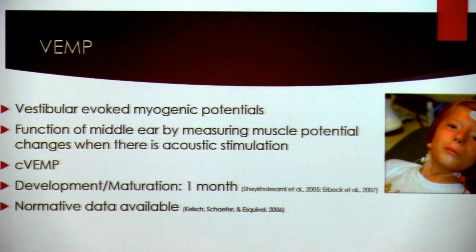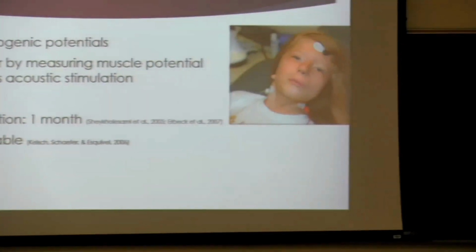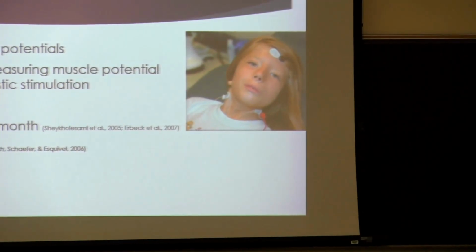The last test that we wanted to discuss is a test on its own, and it's called Vestibular Evoked Myogenic Potentials, or VEMPs. And this is testing muscle potential changes to acoustic stimulation. So we're specifically going to talk about the cervical VEMP, or the cVEMP, and this is when we put electrodes on the sternocleidomastoid muscle.